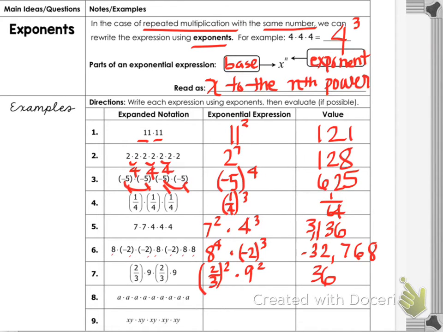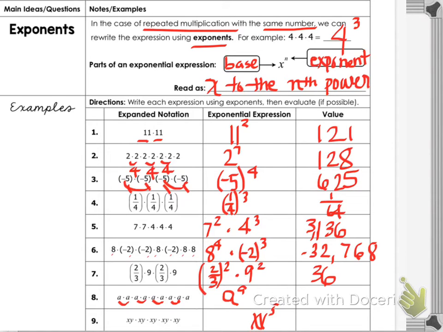Here we have some algebraic expressions, if you remember that term. And we say algebraic because, remember, algebraic has variables. So here we have lots of a's being multiplied. How many a's do we have? 2, 4, 6, 8, 9. So that's going to be a to the 9th power. Now we have xy as a factor 1, 2, 3, 4, 5 times. So we would write xy to the 5th power.